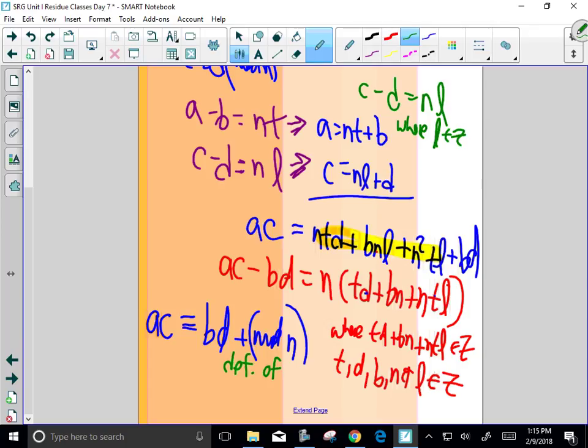definition of congruence modulo. There we go. That's it.